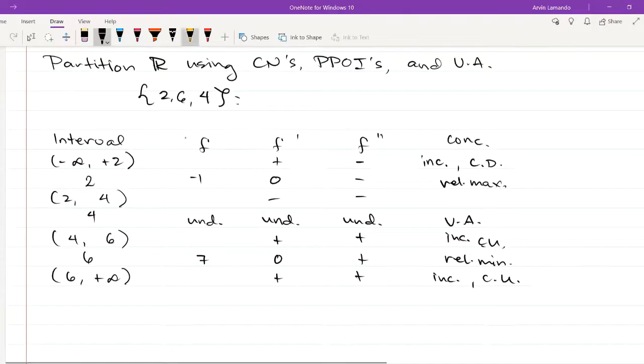I think these rows are quite self-evident. But for these two rows, you can use the second derivative test to make the following conclusions. When x is exactly equal to 2, f prime is 0, so it's a critical number. From the second derivative test, because f double prime of 2 is negative, you can conclude that you have a relative maximum. Or you can just use the first derivative test. When x is less than 2, f prime is positive, and when x is greater than 2, f prime is negative. So by the first derivative test, 2 should be a relative maximum.